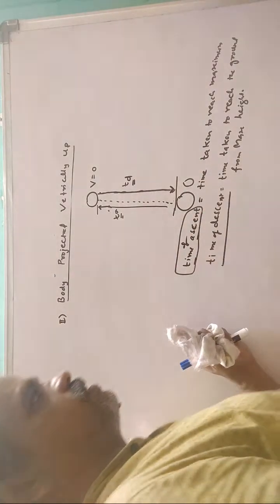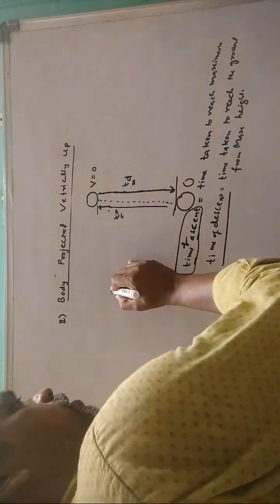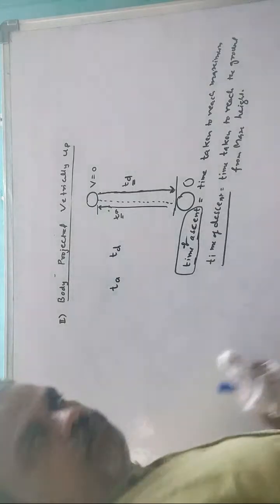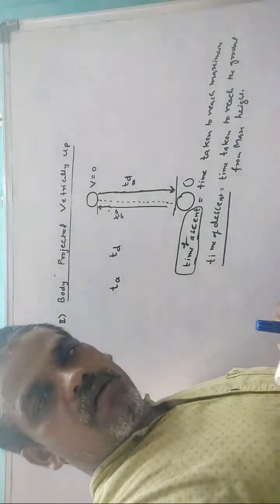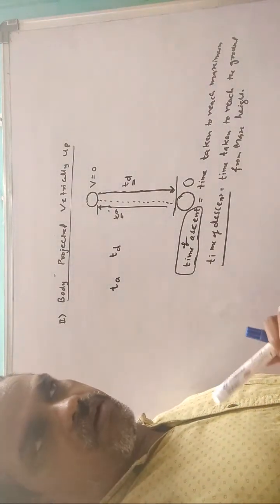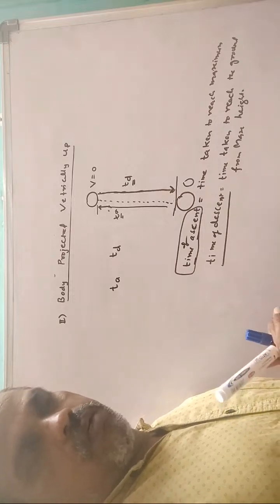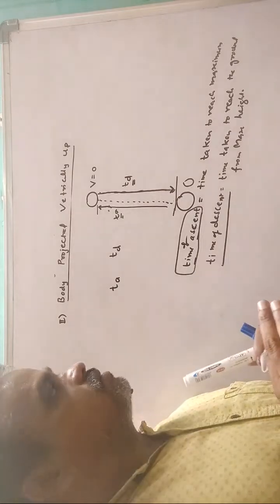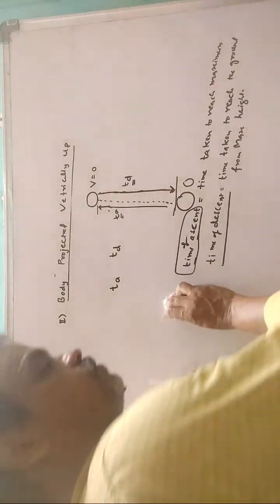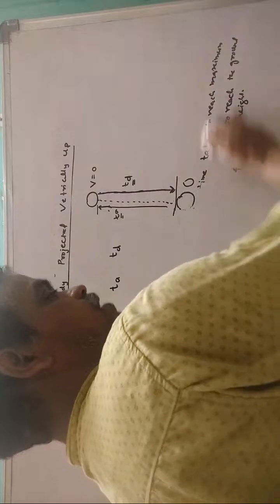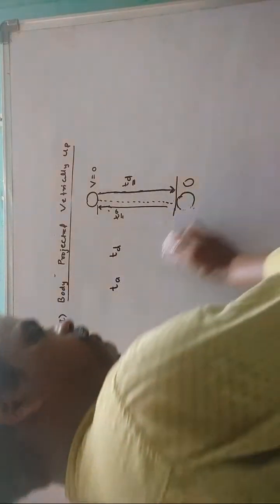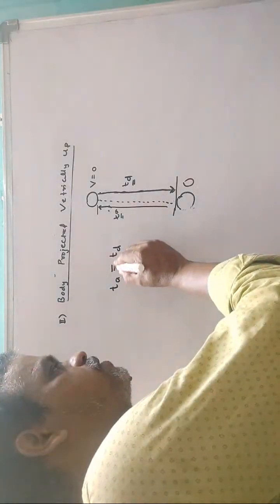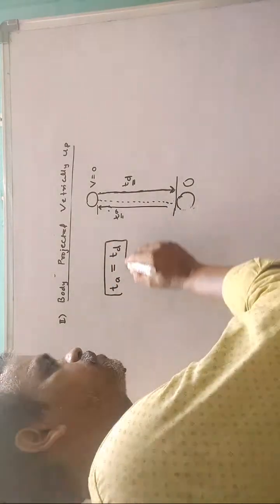So my question is: are TA and TD equal? Is the time of ascent equal to the time of descent? Yes, time of ascent is equal to time of descent.